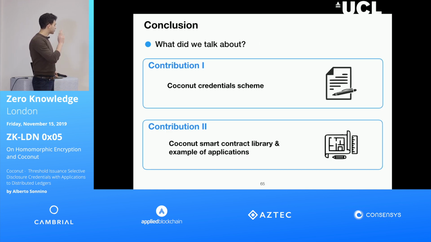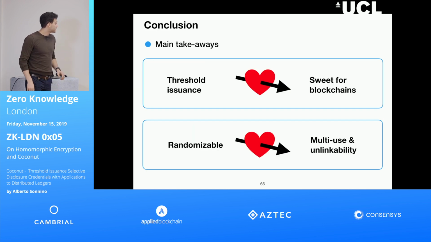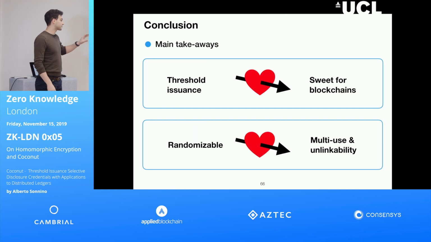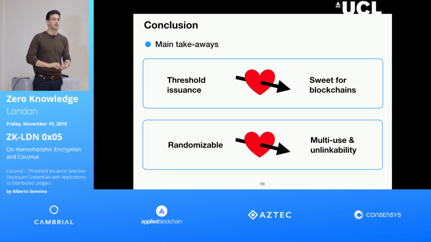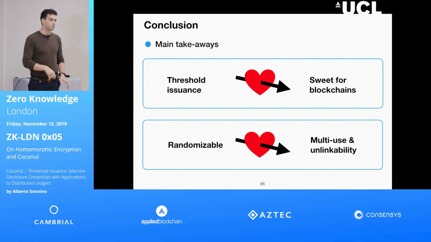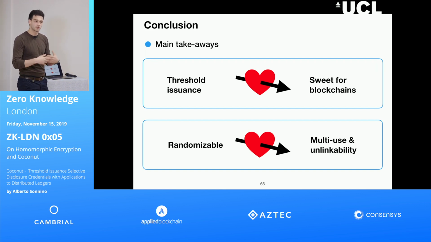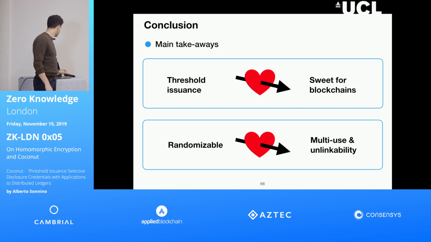And on the conclusion, that was Coconut, the credential scheme, and the smart contract library. I think I'm a bit over time, so I'll try to be faster. The main takeaways here are that threshold issuance is basically the thing that makes it nice and compatible with blockchains, and the fact that you can re-randomize the credentials is what allows you to use them multiple times without incurring the key generation or the issuance cost too often.